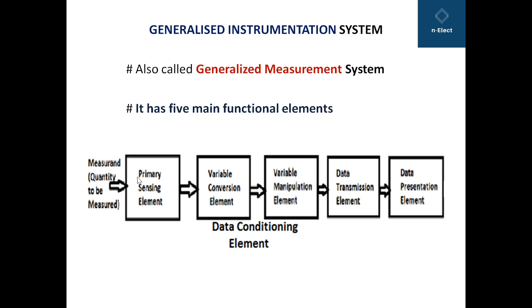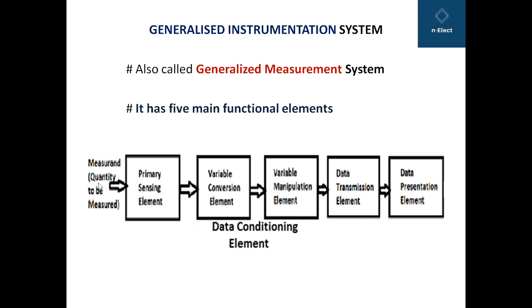The first one is the primary sensing element. Next is the variable conversion element. Thereafter, the variable manipulation element. Then the data transmission element. And the last is the data presentation element, which is actually an output element where the final output is displayed or indicated.